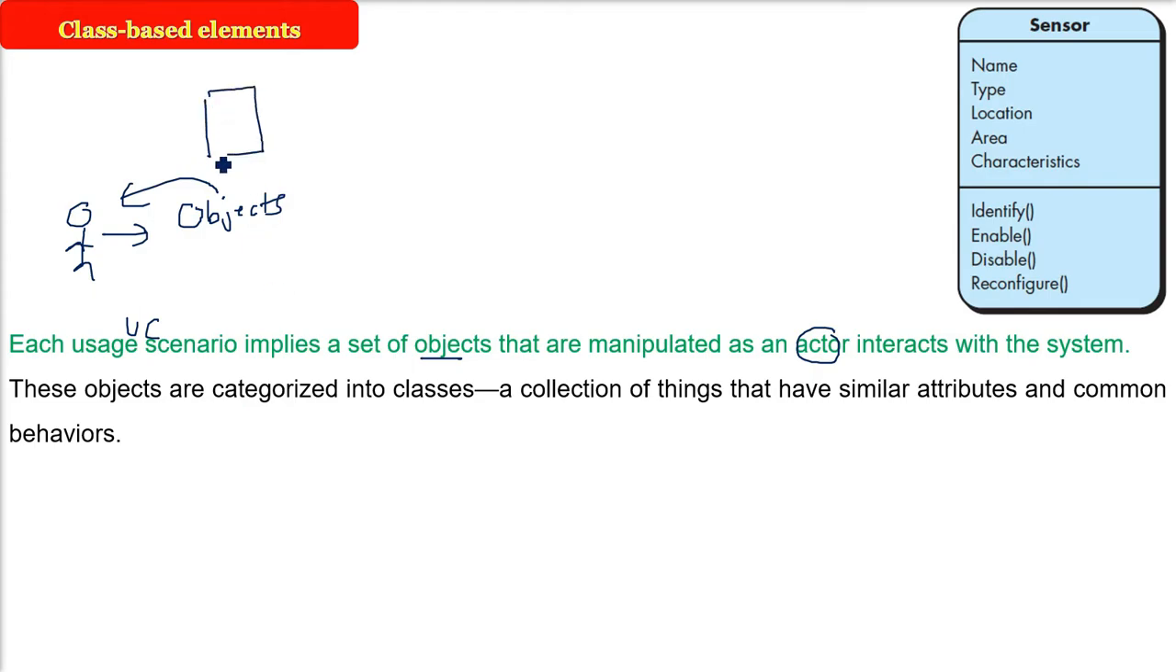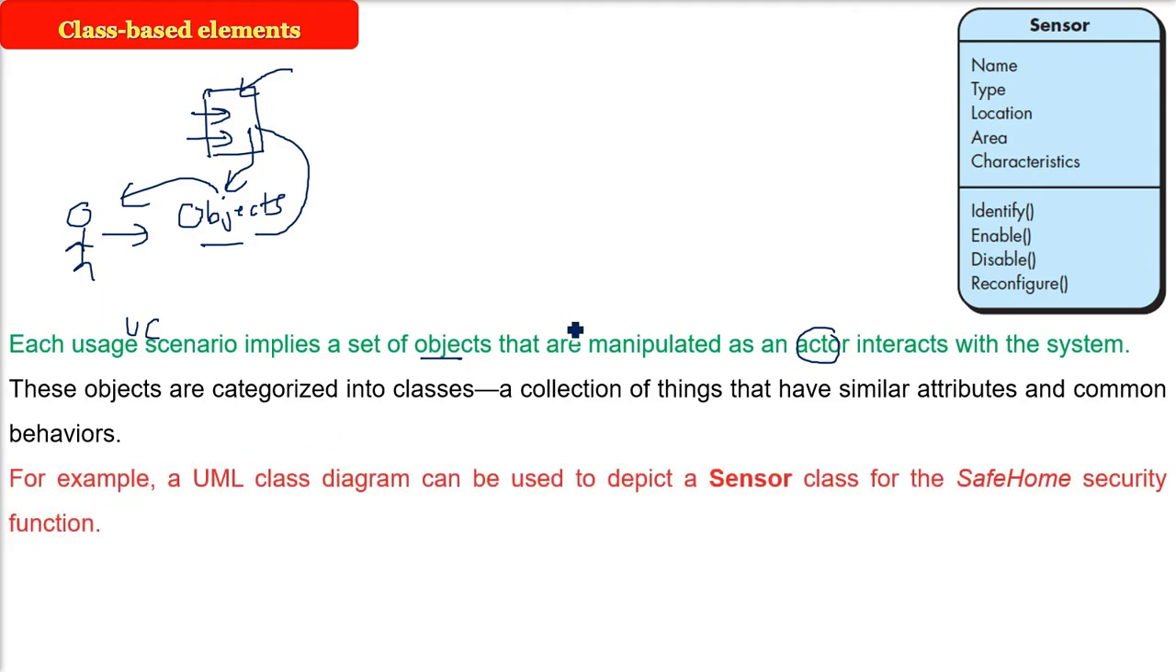Classes are nothing but a collection of things that have similar attributes and common behavior. For example, in a university, you can have a class of girls, boys, teachers, supporting staff, like this. So there can be different classes, and one object will represent all the men, one object will represent all the women, like this, okay? These are the objects we are going to make, because these objects will be manipulated as an actor interacts with the system. So basically we are talking about the variables and functions.